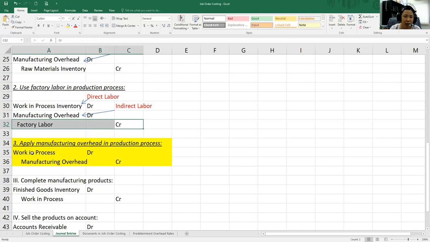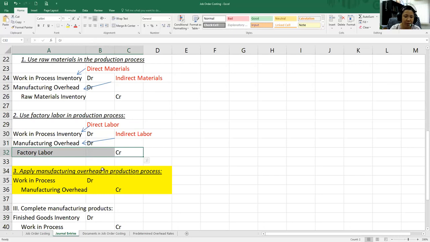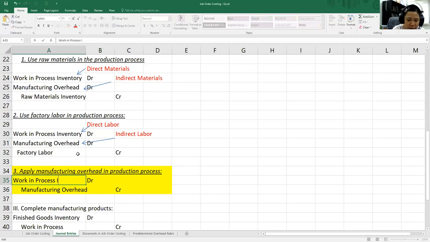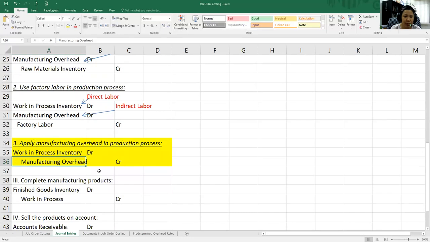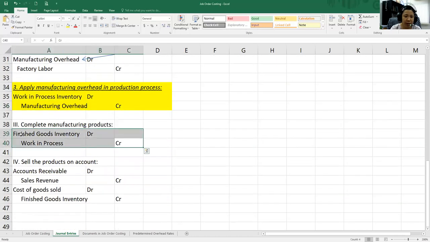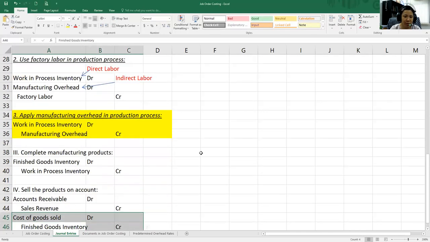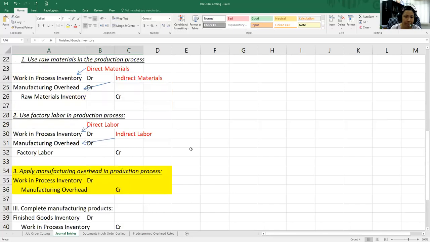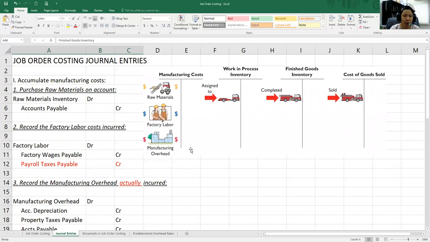Now, number three, when we apply manufacturing overhead into the production process, we're going to debit work in process inventory, and then we will credit manufacturing overhead. This one is to record applying manufacturing overhead in the production process. Now, when we finish producing the product, we debit finished goods inventory and credit work in process inventory. When we sell the product on account, we will debit accounts receivable and credit sales revenue, then debit cost of goods sold and credit finished goods inventory. So these are the journal entries in job order costing.